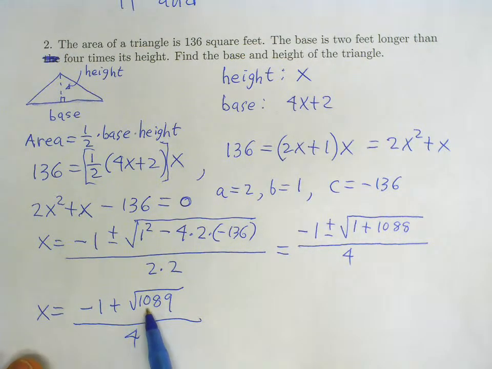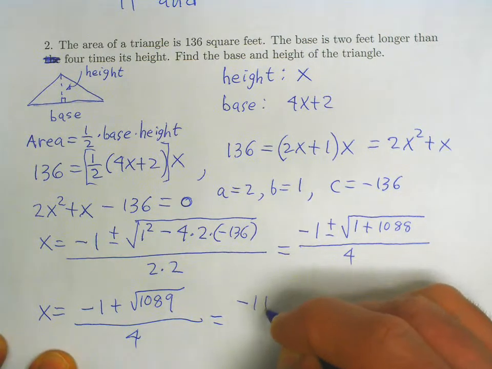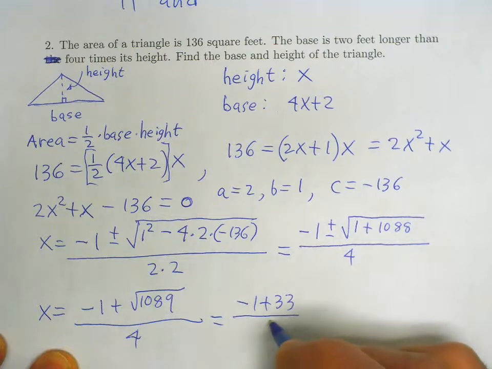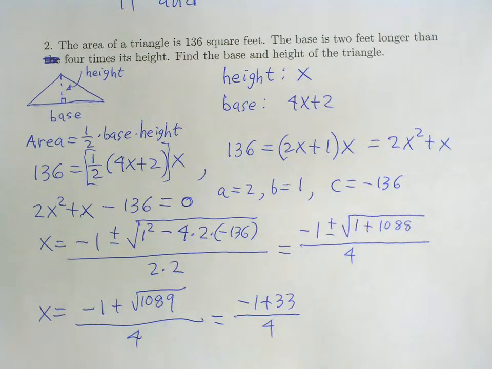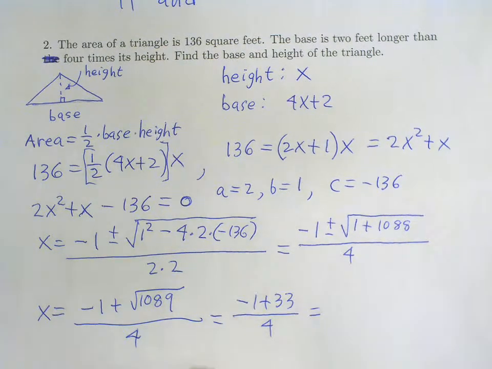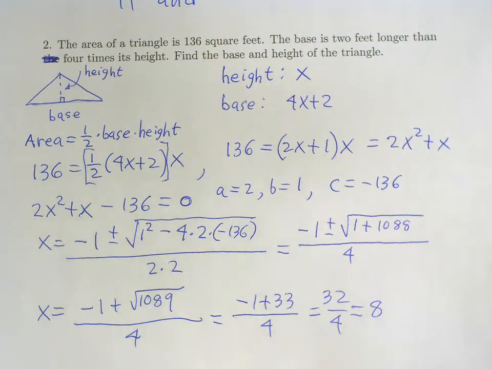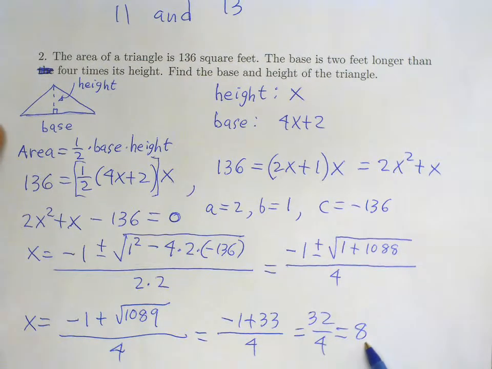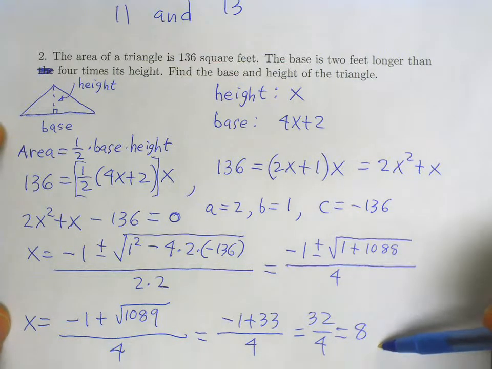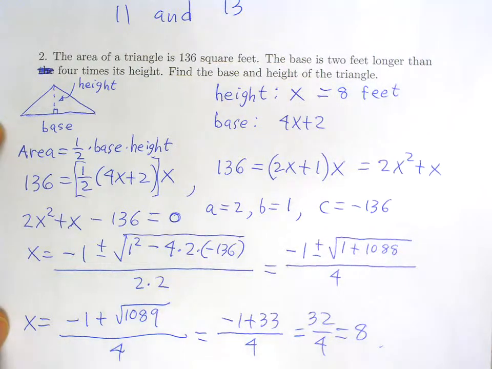And the square root of 1089, well, we know what that is. That's just 33. So negative 1 plus 33 divided by 4. You're allowed to use your high-powered calculator to find the square root of that. Then in the numerator, negative 1 plus 33 is 32, and 32 divided by 4 is 8. Okay, so we can go up here and say the height is x equals 8. So x equals 8 feet is the height of the triangle.